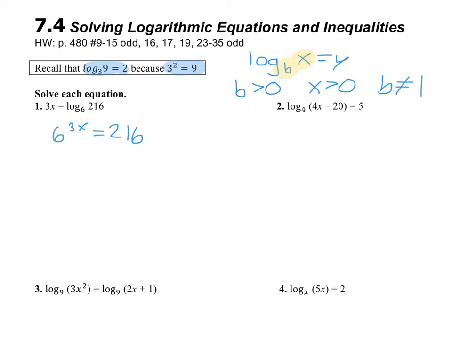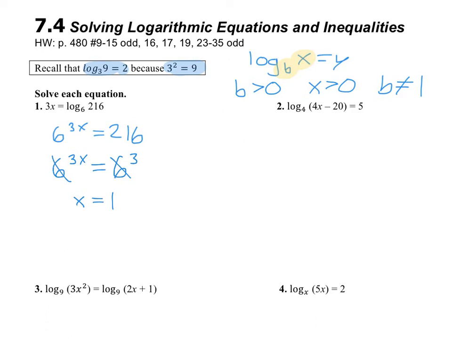Okay, so now it's similar to one of our recent lessons. We want to make it so that they have the same base. So if we break down 216, 216 is 6 to the third. And now we could cross these out, divide by 3, and x equals 1.